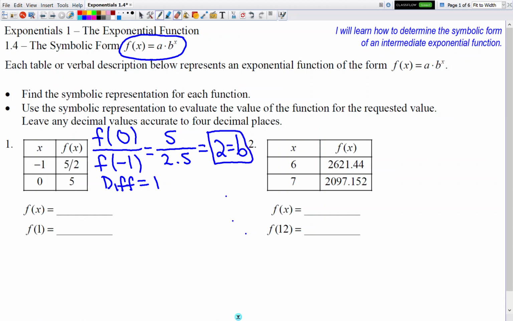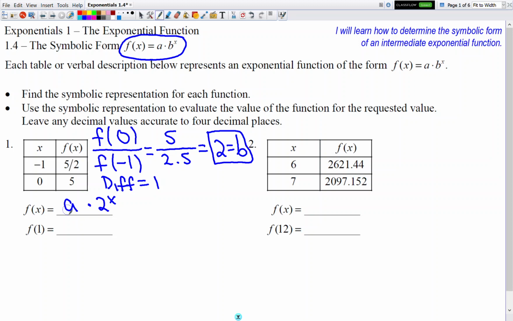Yay. Okay, so this should be what we understand from the past two lessons. So I can just put 2 to the x power there, and that's my b value. But I don't know my a value. So that's part of our new part of today's lesson. We don't know the a value right here. Okay, so how do we find it?